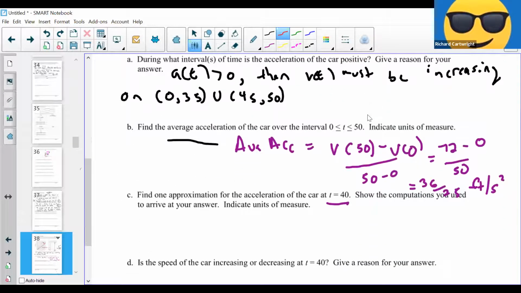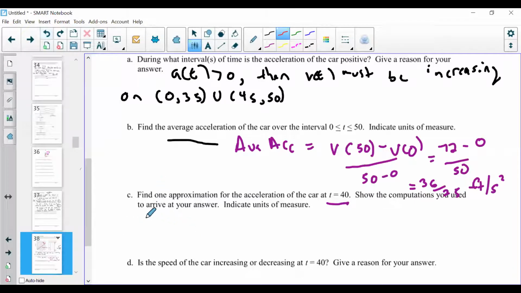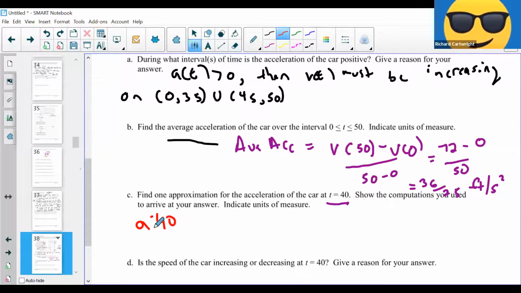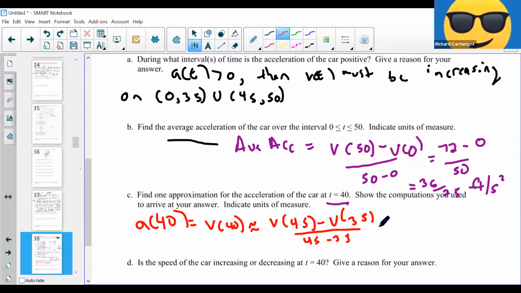So let me write out what I have, show the computations. So here it goes. A of t, which was equal to v prime of t. Well, actually, I don't want t. I want the number. What number were we using? 40? Yes. A of 40, which is equal to v prime of 40, is approximately v of 45 minus v of 35, over 45 minus 35.